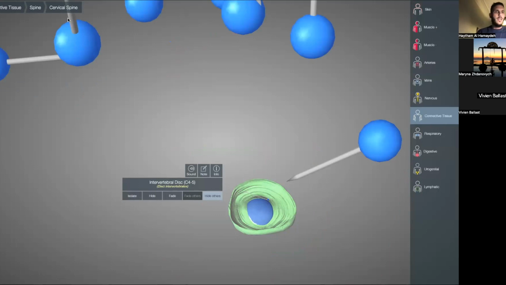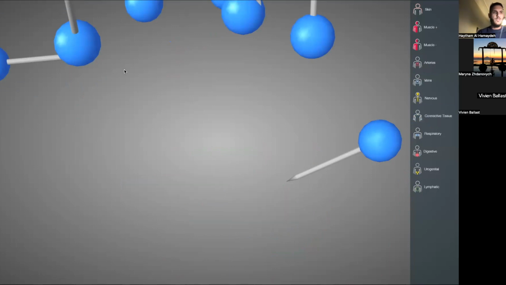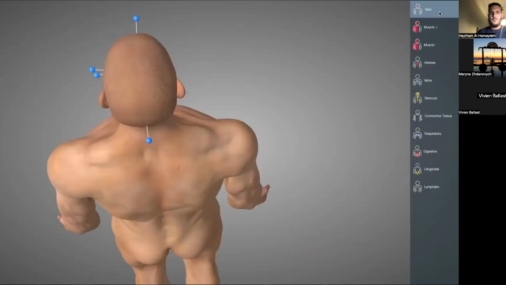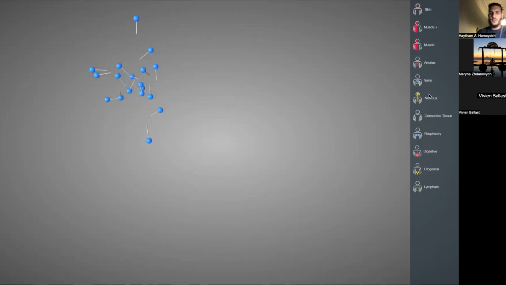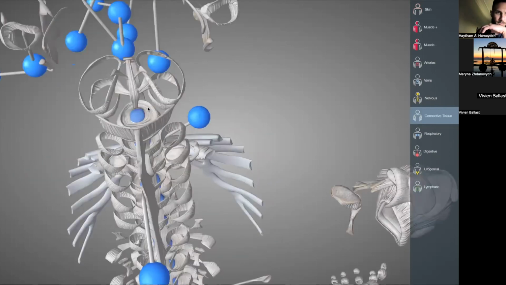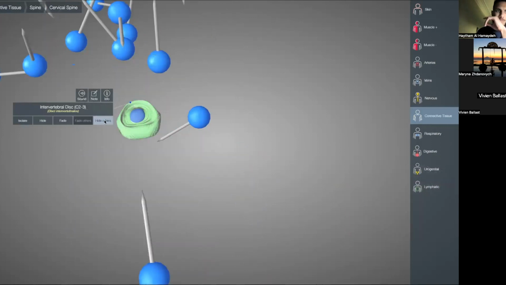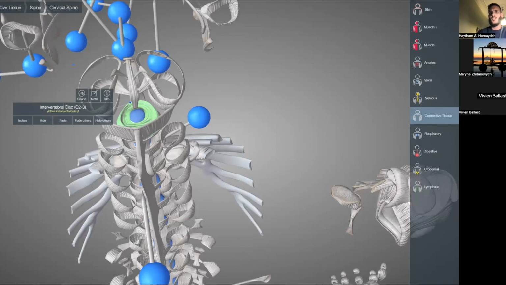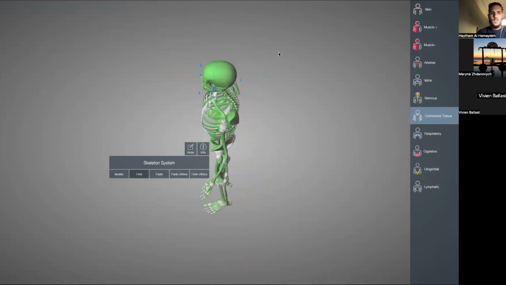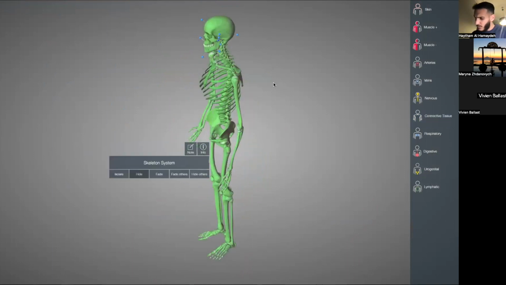Okay, the next one is the connective tissue. Oh, go back. There we go. Can't get it back for some reason. Yes, here. There. Okay. So, connective tissues.